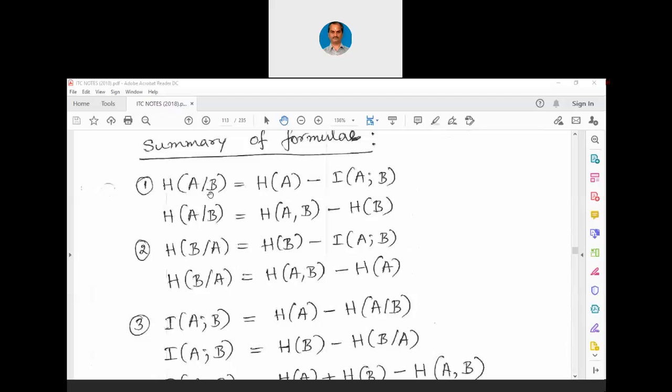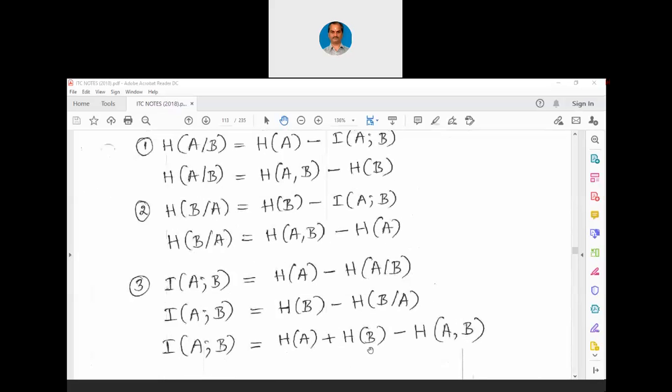So H of A slash B, the equivocation, is H of A minus I of A semicolon B. In the same way, H of A slash B equals H of A comma B minus H of B. Joint entropy minus H of B is H of A slash B. Always visualize that diagram and you will get this equation. Similarly, H of B slash A equals H of B minus I of A semicolon B, or H of B slash A equals H of A comma B minus H of A. I of A semicolon B equals H of A minus H of A slash B. It is also equal to H of B minus H of B slash A. It is also equal to H of A plus H of B minus H of A comma B. All these equations we have already seen.